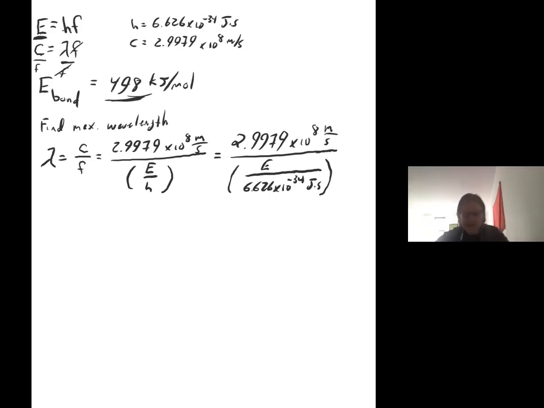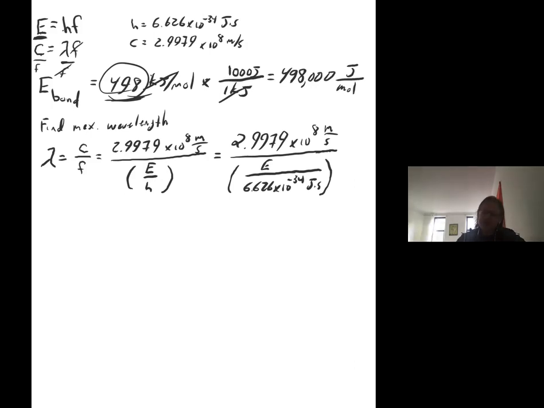Now just be careful. You can't put in 498. That doesn't work, and the reason is, first of all, it's not in joules. The value of H is in joule seconds, not kilojoule seconds. So this has to be in joules. How do we get it to joules? You say it's 1,000 joules per kilojoule, so your kilojoules will cancel and you get 498,000 joules per mole.